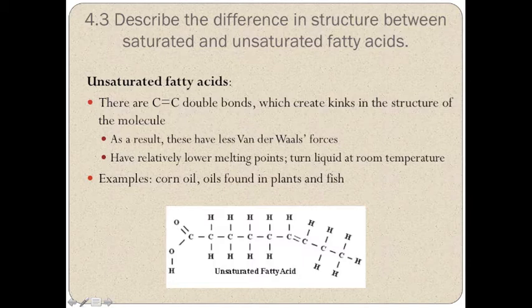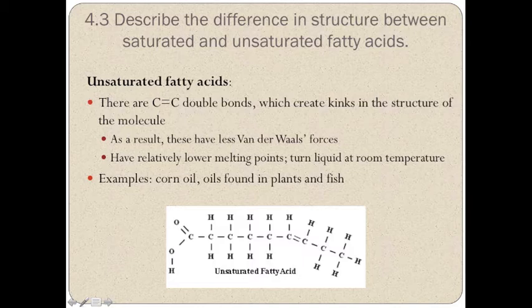Unsaturated fats, on the other hand, have carbon-carbon double bonds, which is what creates the kinks and the lack of stacking that can take place in the molecule. As a result, these molecules have less van der Waals forces and have lower melting points, turning liquid at room temperature. Some examples of this include corn oils and oils found in plants and fish.